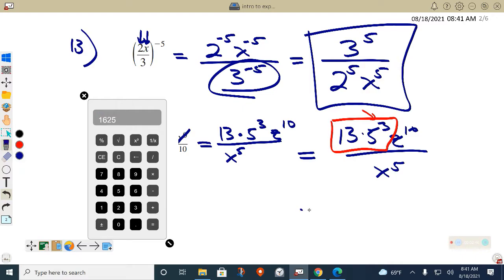Now on your work, I'm not going to mark it wrong if you just leave it this way, but it does look kind of funky. It's kind of bad manners to leave an expression where you have two numbers that are multiplied and you don't actually do it. Let's simplify that. So it comes out to 1,625 z to the 10th over x to the 5th. No biggie. No biggie at all.